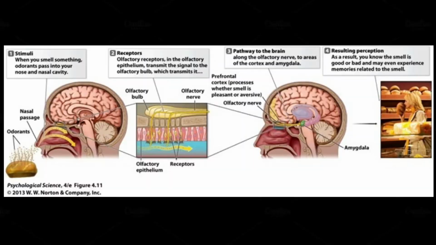Sensory process in smelling. When you smell something, odorants pass into your nose and nasal cavity, then into the olfactory epithelium, which transmits the signal to the olfactory bulb, then onto the olfactory nerve to areas of the cortex and amygdala. As a result, you know the smell is good or bad, and many even experience memories relating to the smell. Example, when I smell fruitcake and sorrel, my favorite time of the year comes to mind, Christmas.